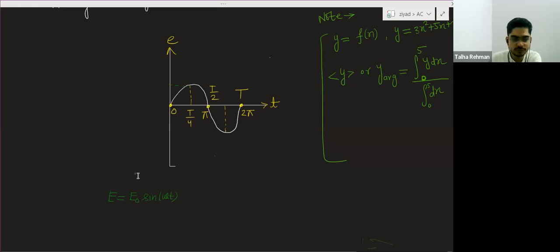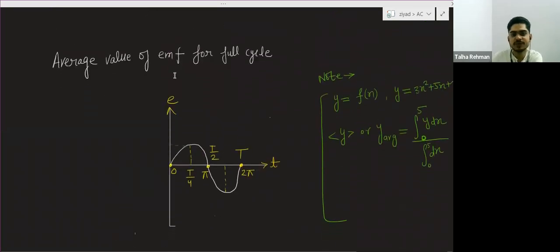So first we will calculate the average value of EMF for a full cycle. Full cycle means for the time period of 0 to T. Full cycle means the coil is rotated through 360 degrees, and for that time we will calculate the average value of EMF for the full cycle. So basically this is the graph.